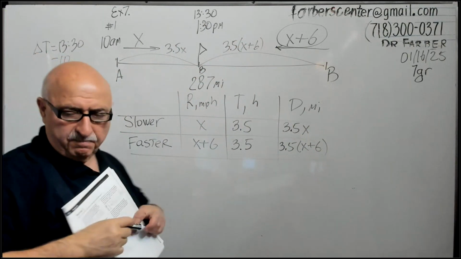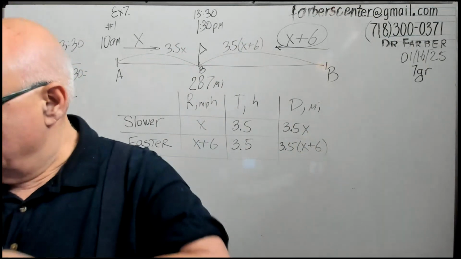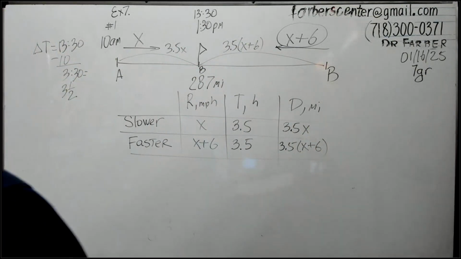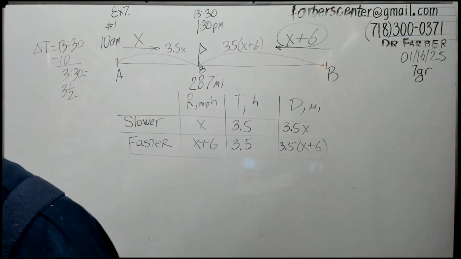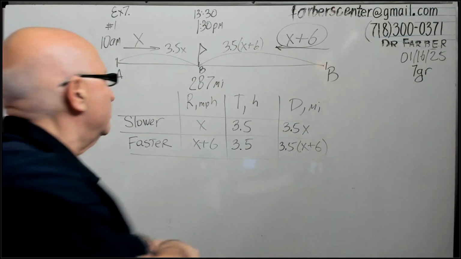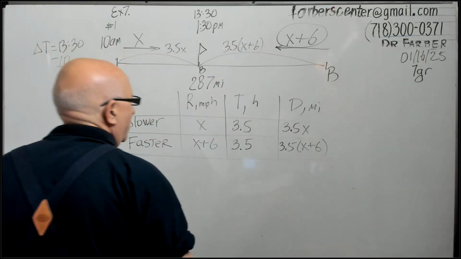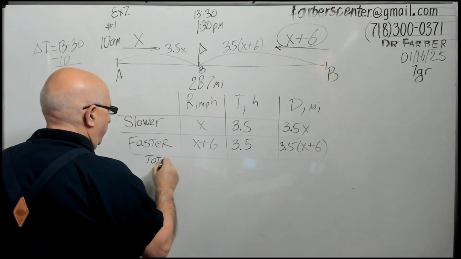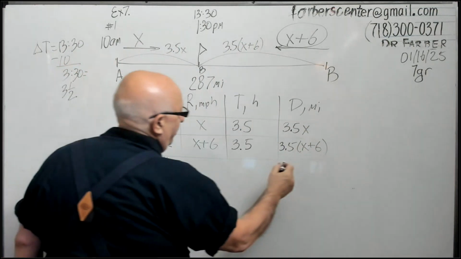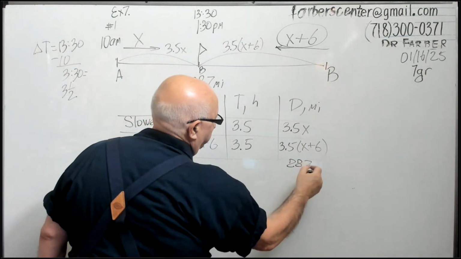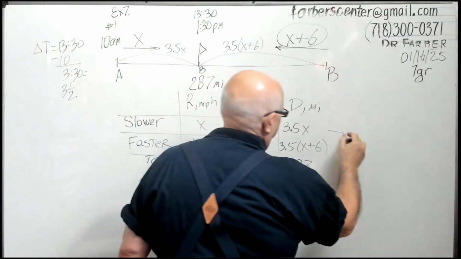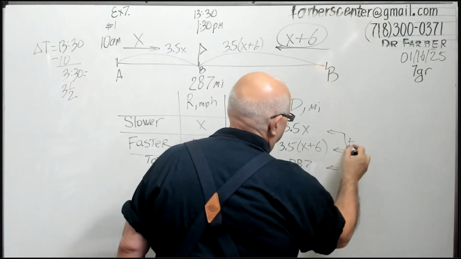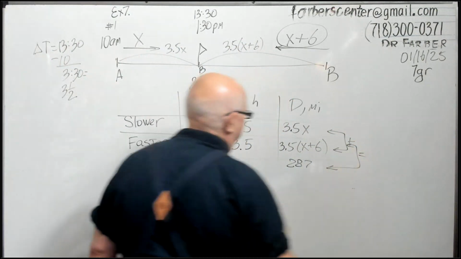And you can write, I switch my marker somehow, probably this one. So 3.5, and this total you can write 287. And you can see that if I add these two together, I'll get this one. It follows from the picture.